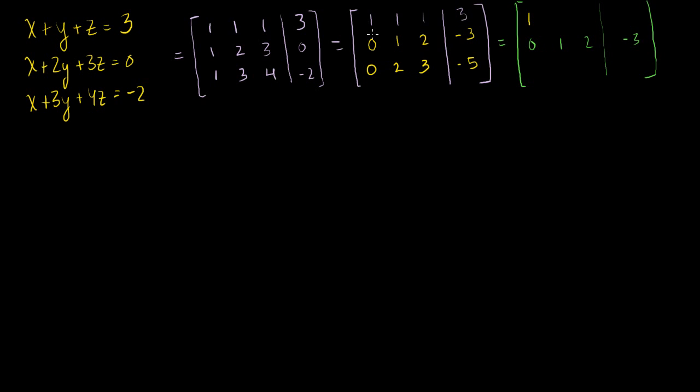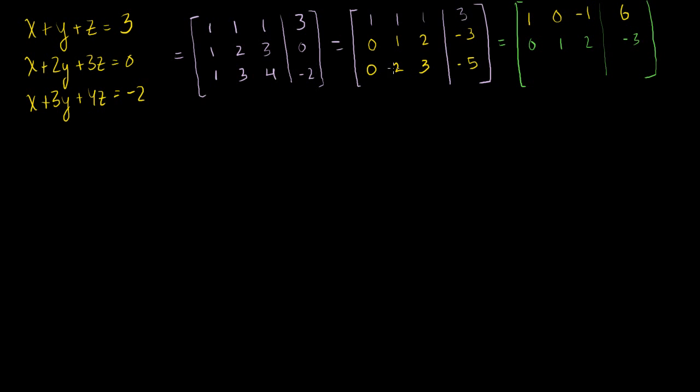So where was I? I'm replacing the first row with the first row minus the second row. So 1 minus 0 is 1. 1 minus 1 is 0. 1 minus 2 is minus 1. And then 3 minus minus 3. So that's equal to 3 plus 3, which is 6. Right? 1 minus 0 is 1. 1 minus 1 is 0, negative 1. And then 3 minus negative 3, that's 6. I always want to make sure I don't make a careless mistake.